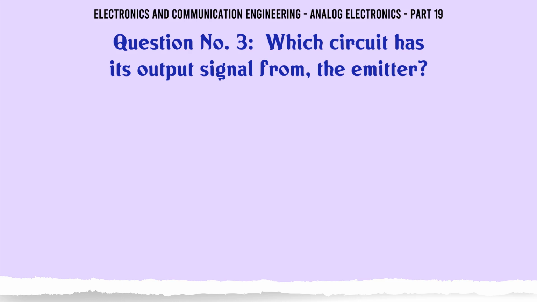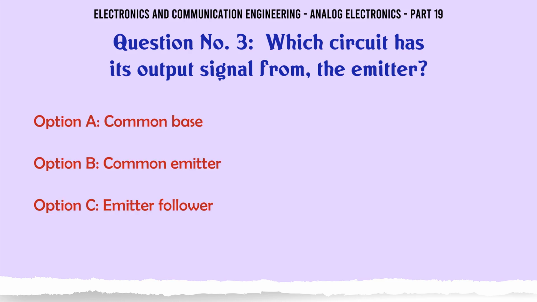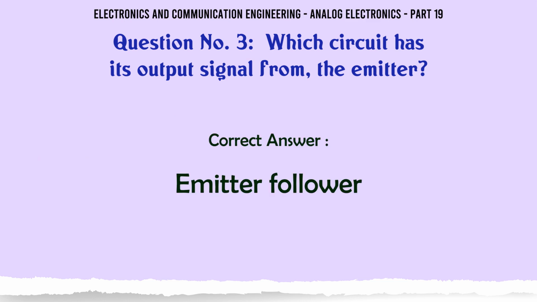Which circuit has its output signal from the emitter? A. Common base. B. Common emitter. C. Emitter follower. D. None of the above. The correct answer is emitter follower.